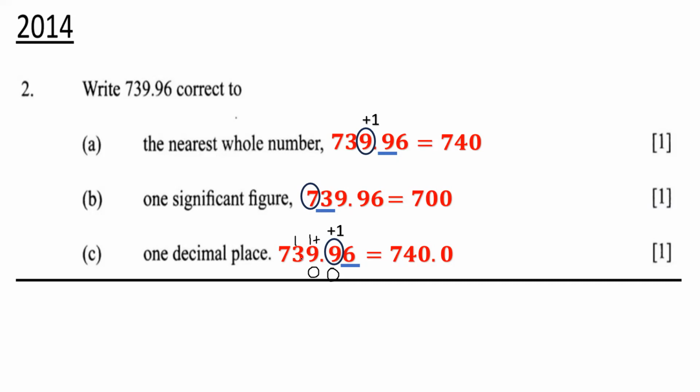So we say 3 plus 1. 3 plus 1 is going to be 4. So it's going to be 4 here. And so it's going to be 740.0. Okay, and so that's how we get that answer. All right, so it's 740.0.